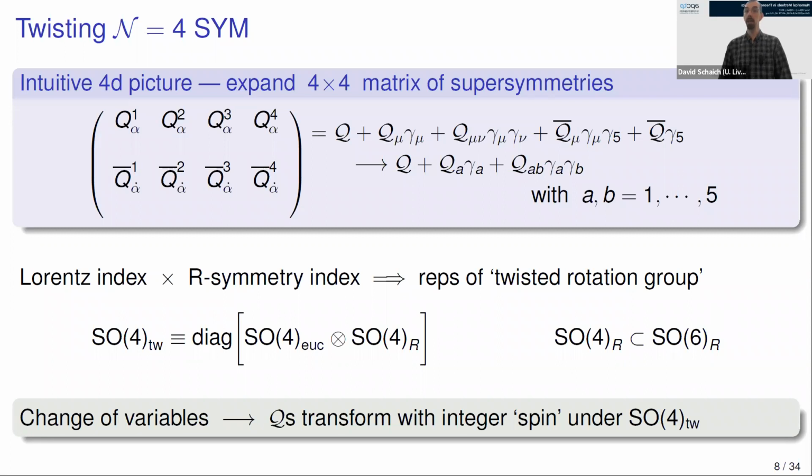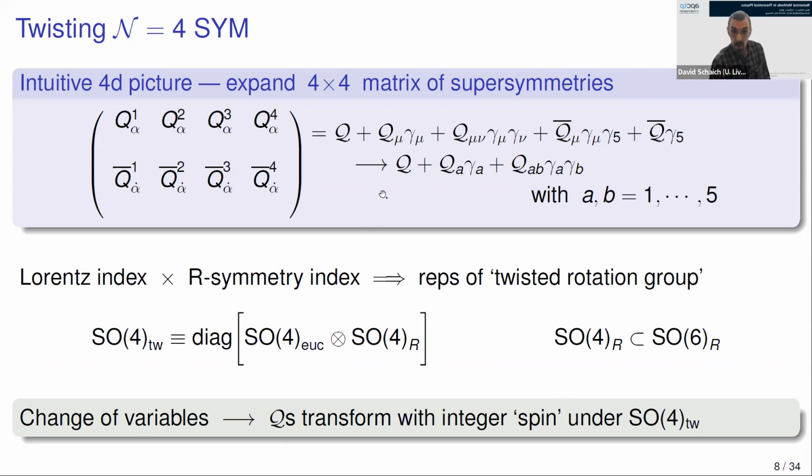Now, in flat space, this way of writing things is just a change of variables. It has no effect on the physics of the system, but it gives us, instead of spinors, objects, the twisted supersymmetries, the calligraphic Q, that transform with integer twisted spin under this twisted rotation group. So for lattice field theory experts in the audience, you can already be encouraged that we have avoided spinors in this way, knowing that spinors are much more complicated than integer spin objects in lattice field theory.